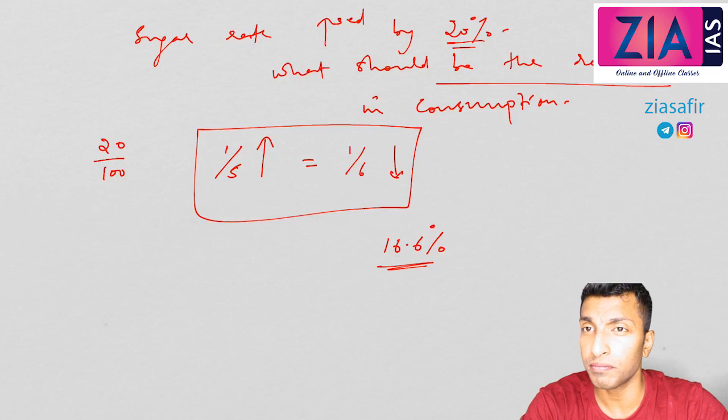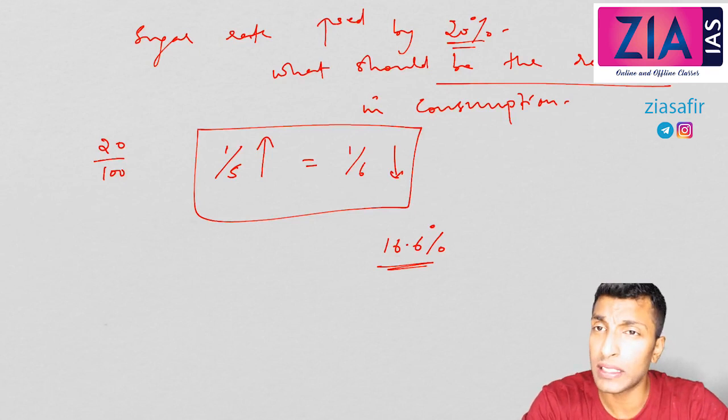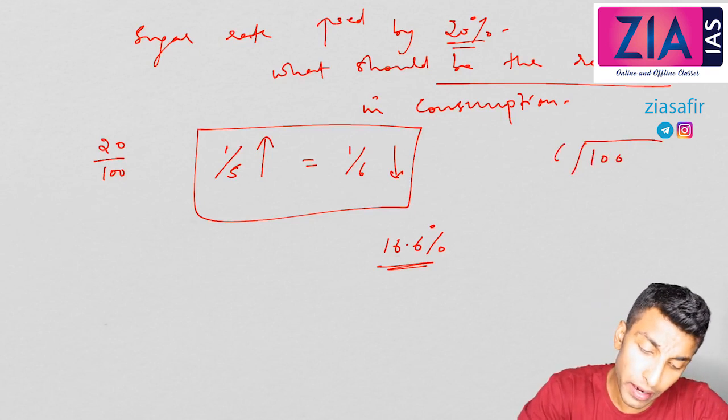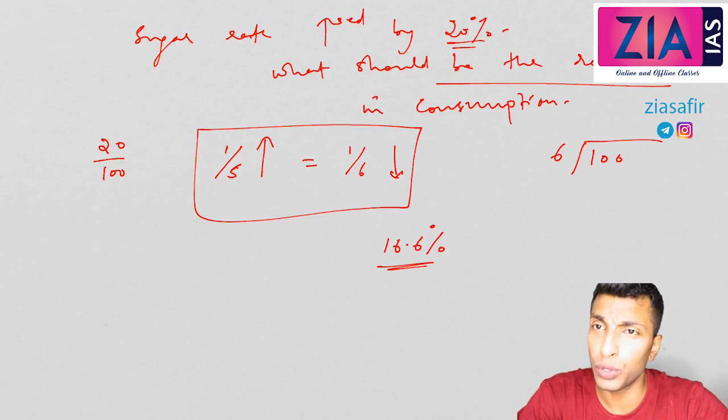That's enough. Okay, now how are you getting this 1 by 6 as 16.6? I don't want you to divide 100 by 6. Don't do that. If it is 1 by 3, you know, right?